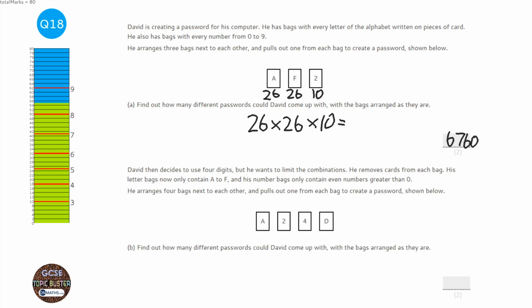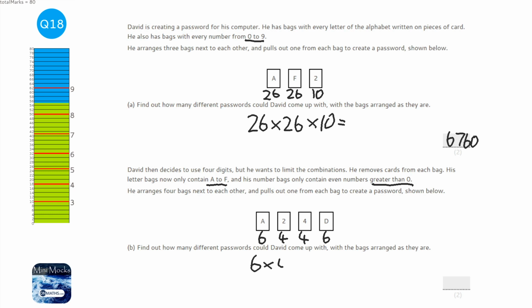This next one is, so he wants to use 4 digits but limit the combinations, so we just got to read the question. His letter bags now contain the letters A to F, so that's A, B, C, D, E, F, which is 6. So these both will contain 6, and only contain even numbers greater than 0. Now, these are the same bags as before, so we only had the numbers from 0 to 9 before. So the even numbers that are greater than 0 are 2, 4, 6, 8. So there's 4 numbers those can be. And so find out how many different passwords if they're arranged like this.